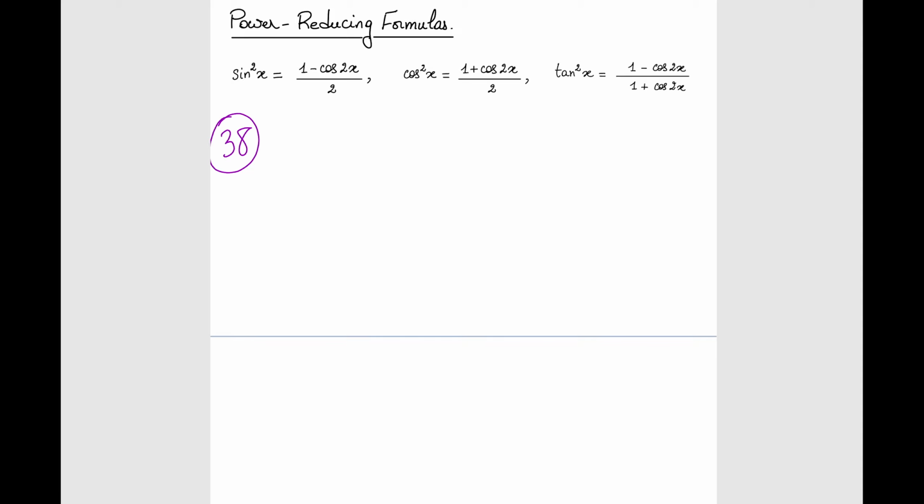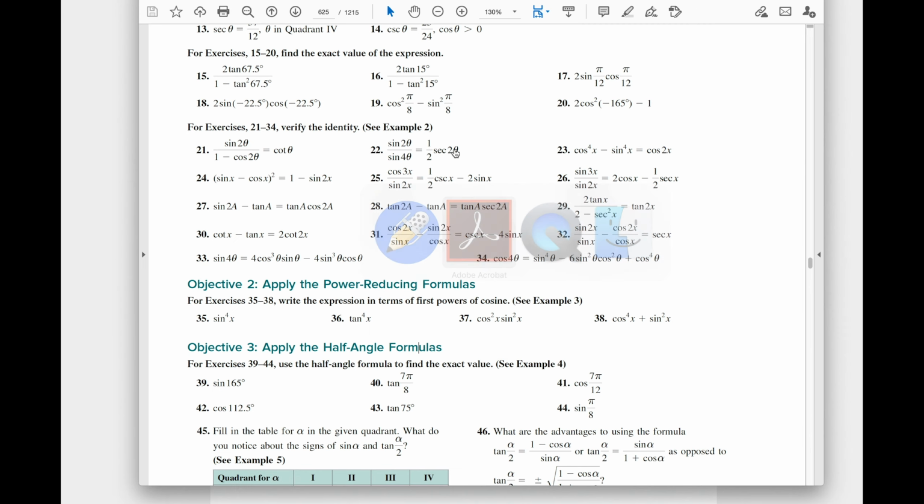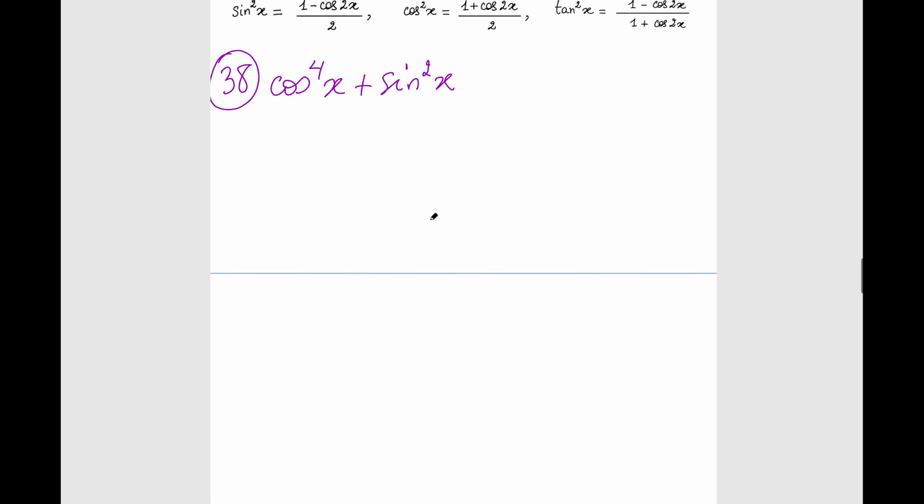And what's 38? This is cosine to the power 4 of x plus sine squared of x. And what's the question? The question is, write the expression in terms of first powers of cosine. Just first powers. Alright?